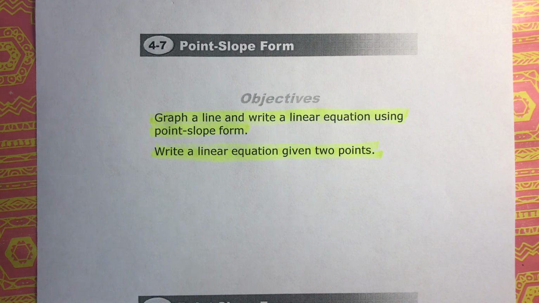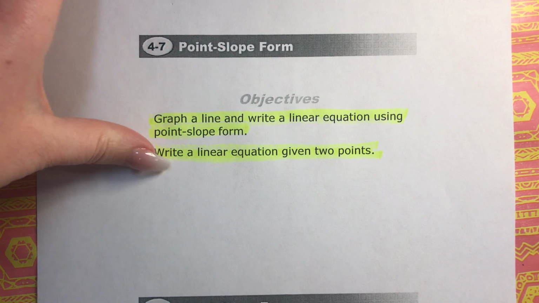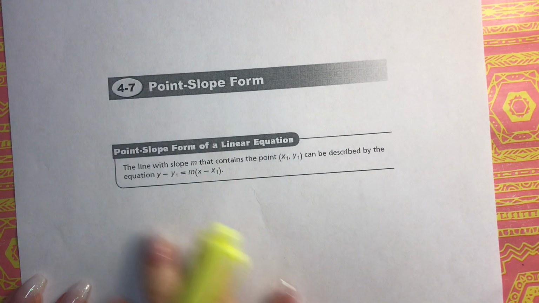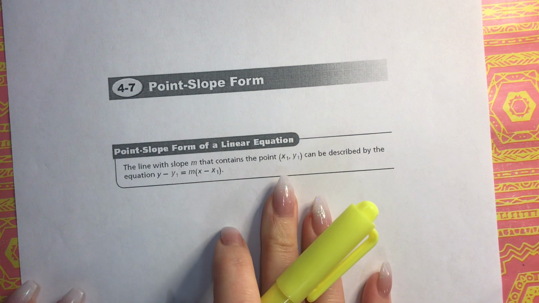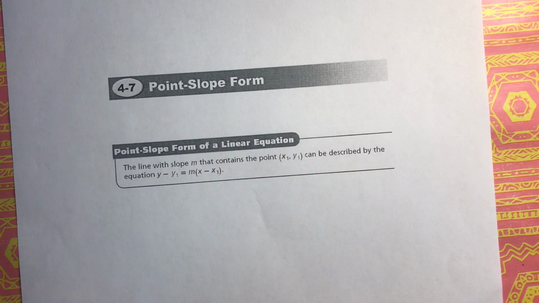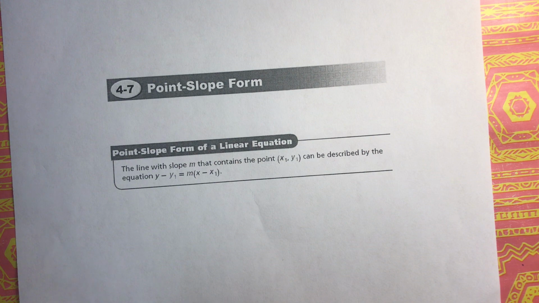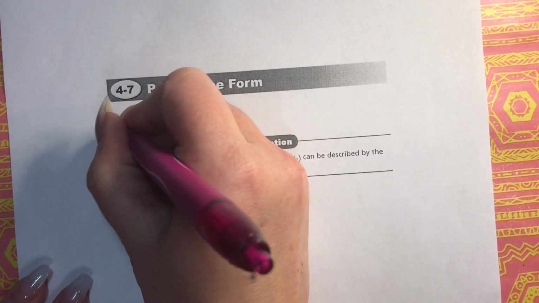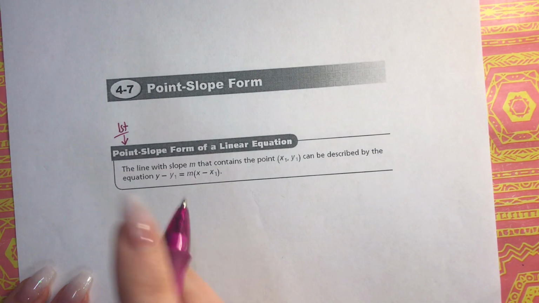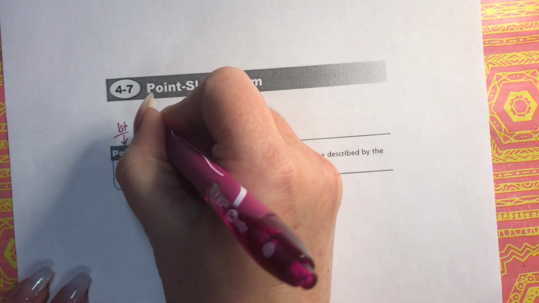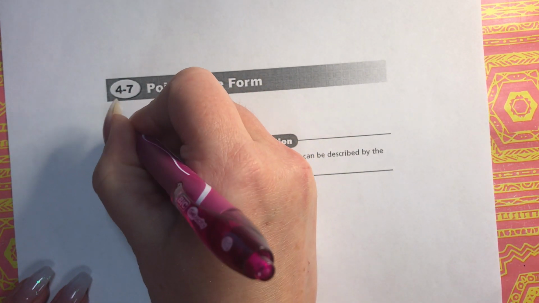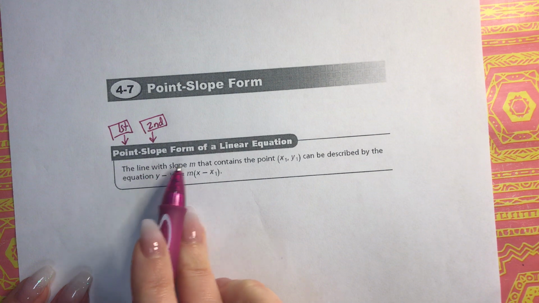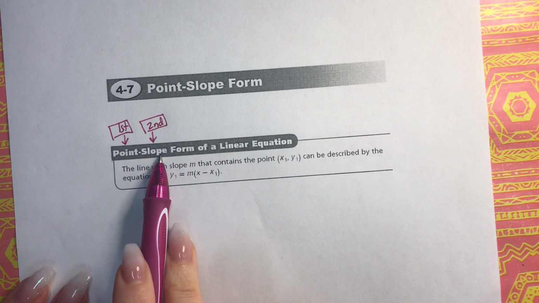Okay, so point-slope form, let's talk about it. So the point-slope form of a linear equation actually tells you 2 things. Can you guess what those 2 things are? First, it gives you a point, right? And then second, it tells you the slope. So that's kind of obvious, right? Point-slope form, it tells you a point and a slope.